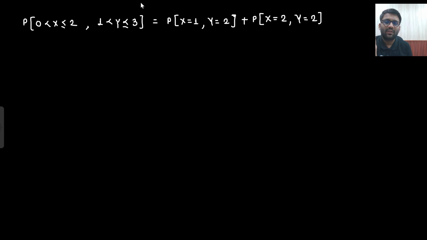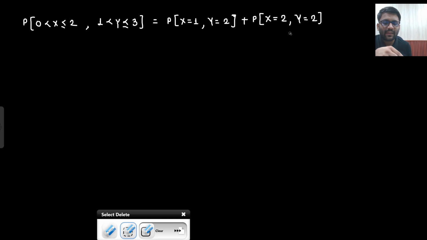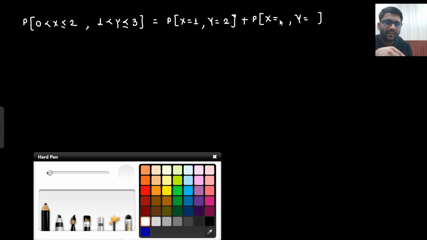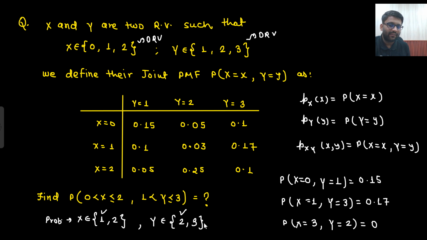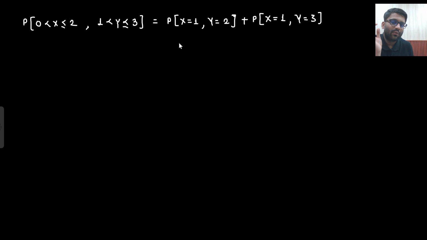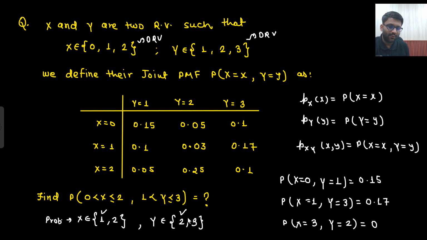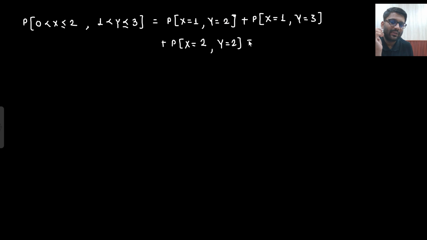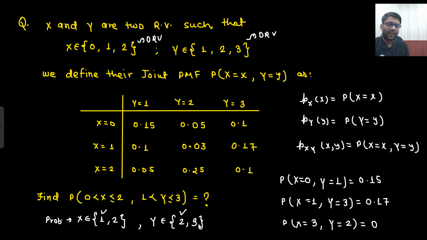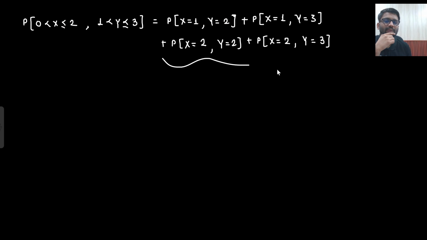So the first case: random variable X is taking value 1 and Y is taking value 2. Or what could be the case? X is taking value 1 only, but Y is taking the value 3. Or X is taking value 2 and Y is taking the value 2 as well. Or X is taking value 2 and Y is taking value 3. So these 4 cases would be there.